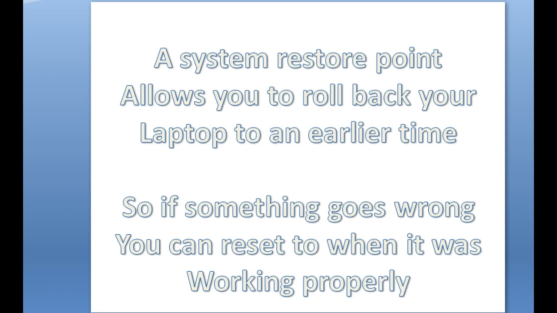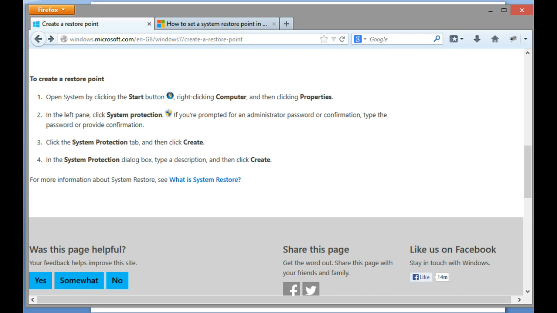Now, in order to do this, there are a few steps that we need to take. The first thing to note is that it will make a difference which system you're working on. For example, if you're using Windows 7 or Vista or something like that, then all you would do is open System by clicking on the Start button, right-clicking on Computer, and then clicking Properties.